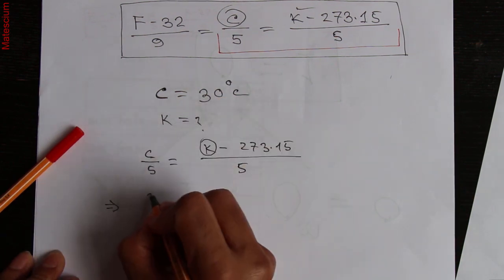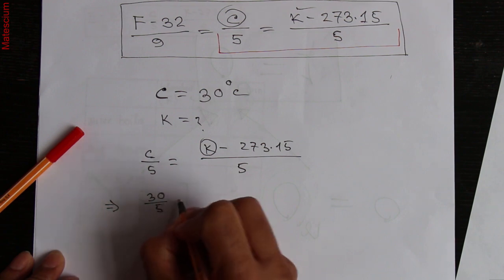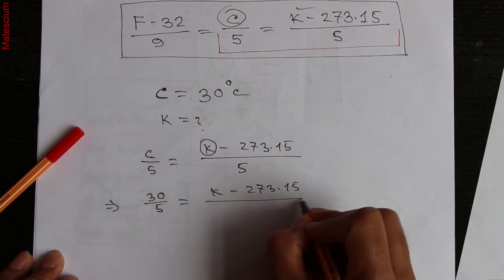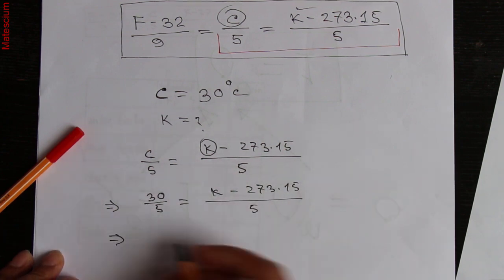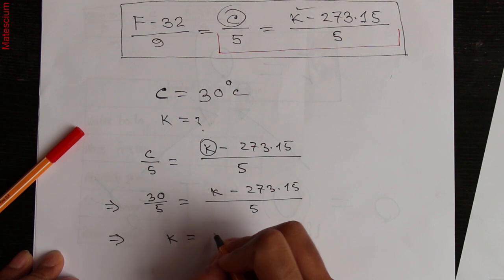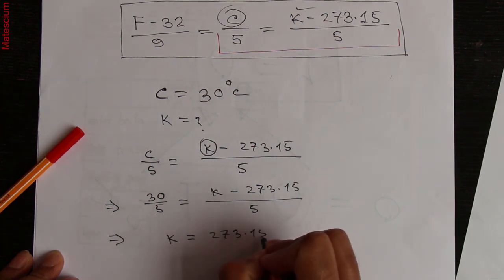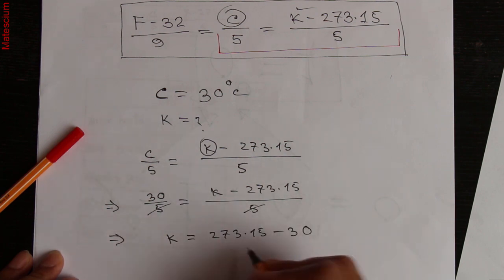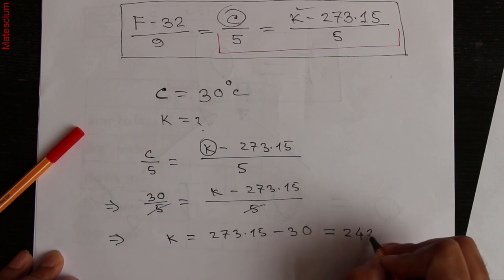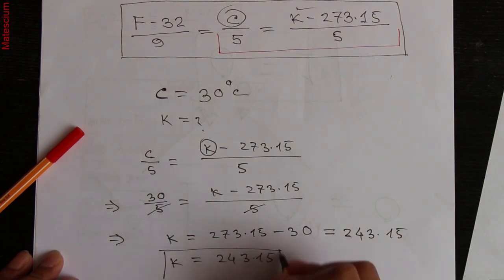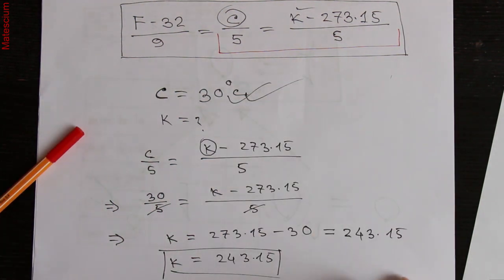C is given, which is 30 degrees. 30 over 5 equals (K minus 273.15) over 5. If you calculate, then you get K equals 273.15 minus 30, because this 5 and that 5 eliminate each other. The result is 243.15. Yes, this is the answer. K equals 243.15. This is the equivalent temperature of 30 degrees Celsius. Isn't it very simple?